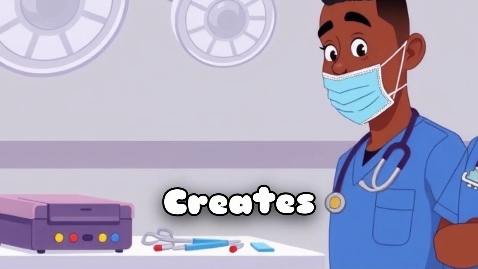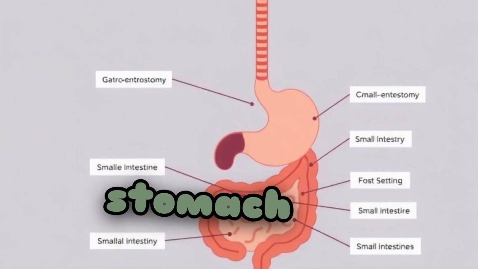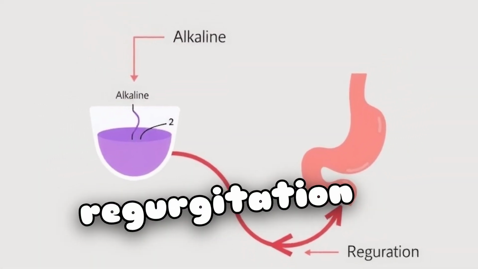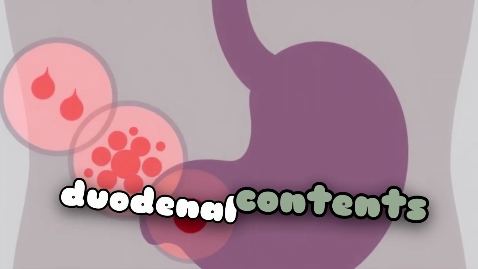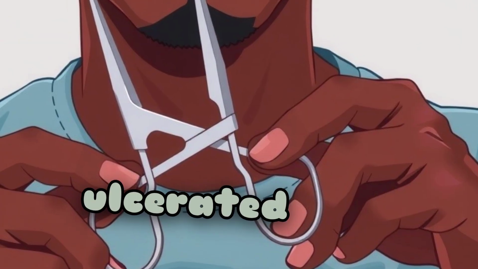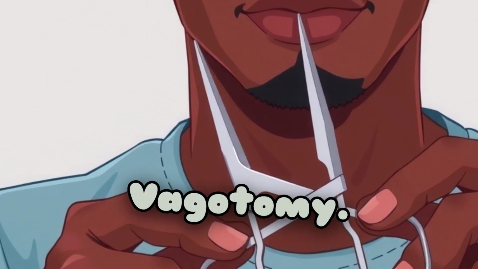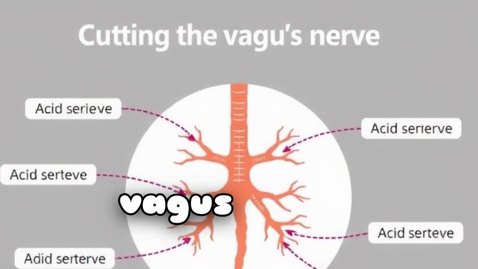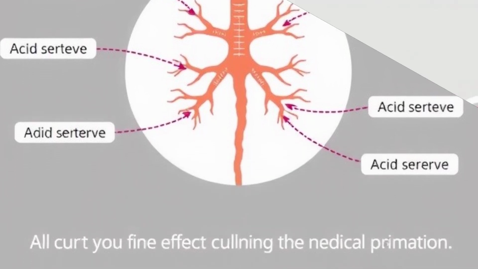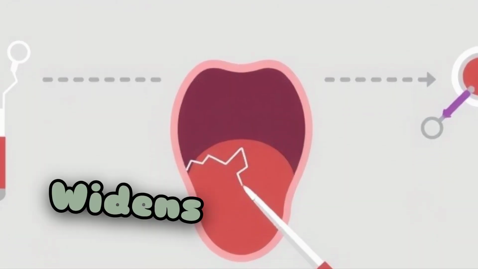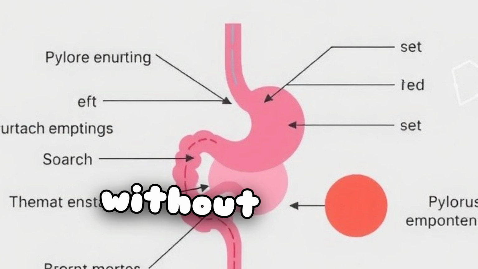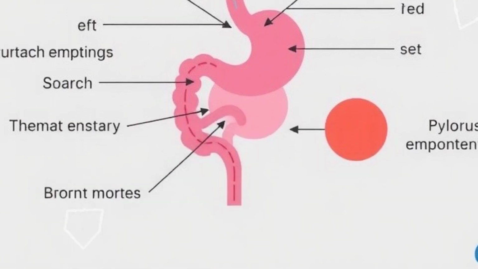Gastroenterostomy creates a passage between the body of the stomach and the small intestine. Allows regurgitation of alkaline duodenal contents into the stomach. Keeps acid away from the ulcerated area. Vagotomy cuts the vagus nerve. Eliminates the acid secretion stimulus. Pyloroplasty widens the pylorus to guarantee stomach emptying even without vagus nerve stimulation.